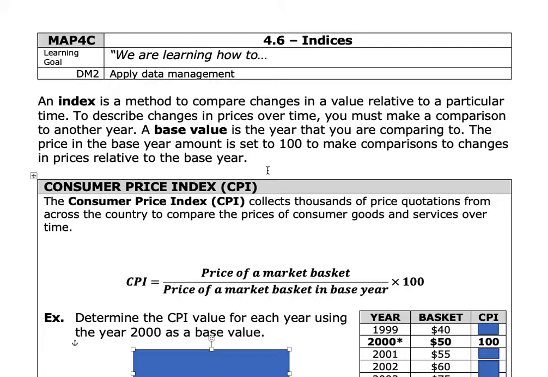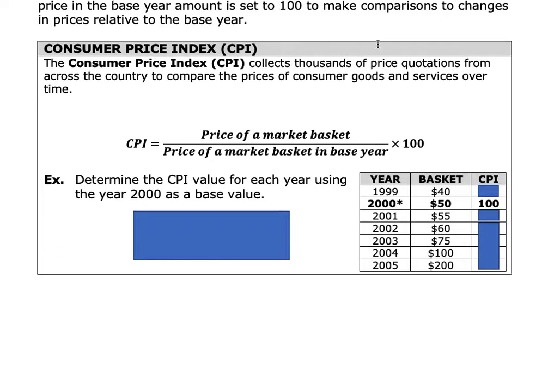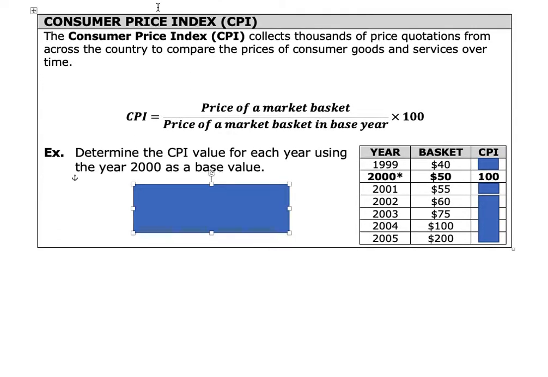So the plural of the term index is indices, and there are indices that are used for a variety of purposes, but the most common is the Consumer Price Index. The Consumer Price Index, commonly referred to as CPI, collects thousands of price quotations from across the country to compare the prices of consumer goods and services over time.